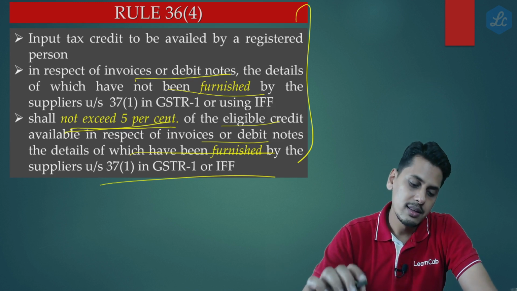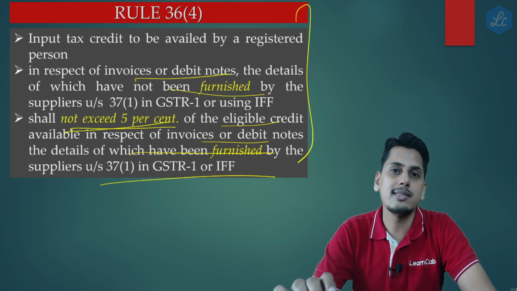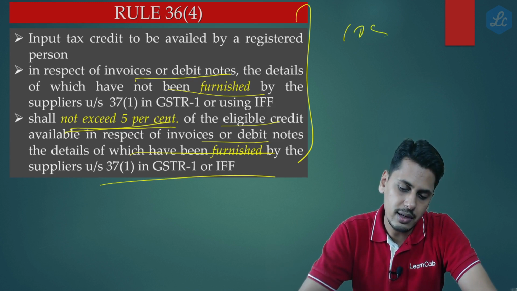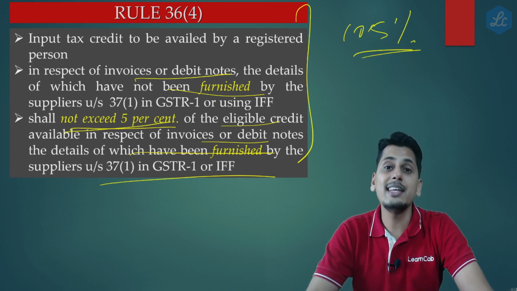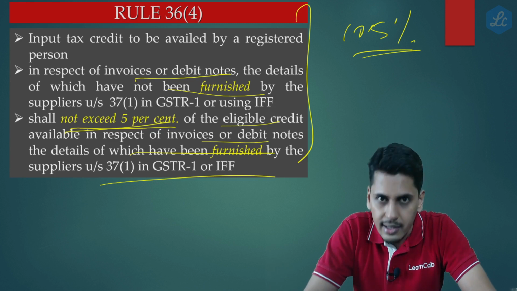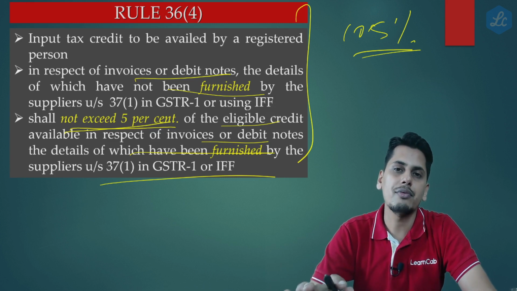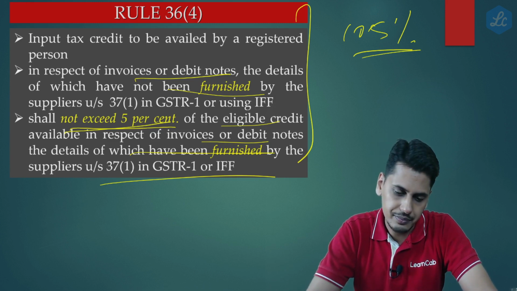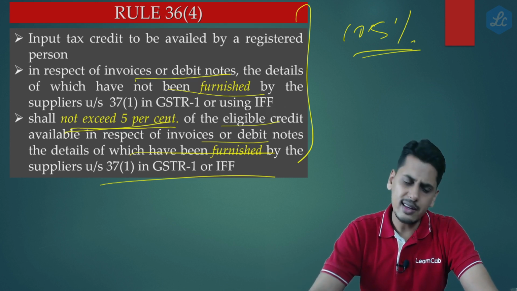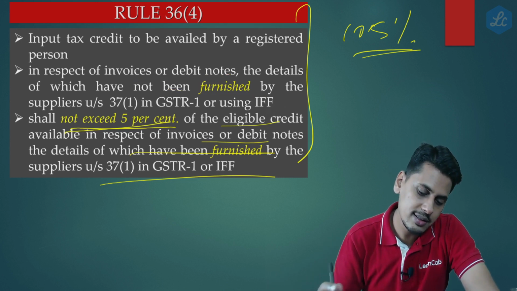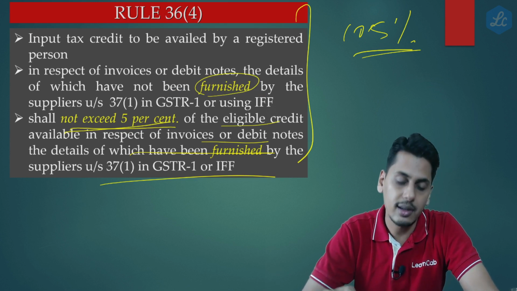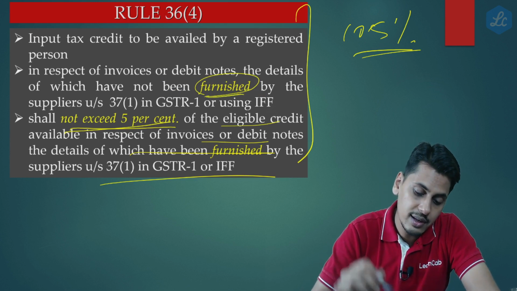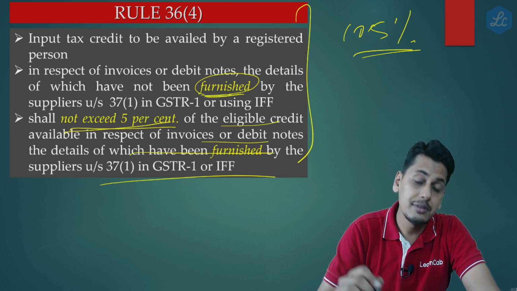So friends, now the simple term is, according to 36 sub rule 4, the maximum credit which a person is entitled to is 105% of eligible GSTR-2A credits, subject to a maximum of eligible book credit. And friends, another small change in the wordings: prior to amendment, 36 sub rule 4 contained the word uploaded. Now it contains the word furnished.